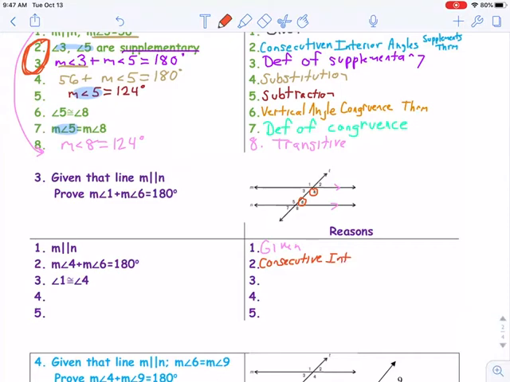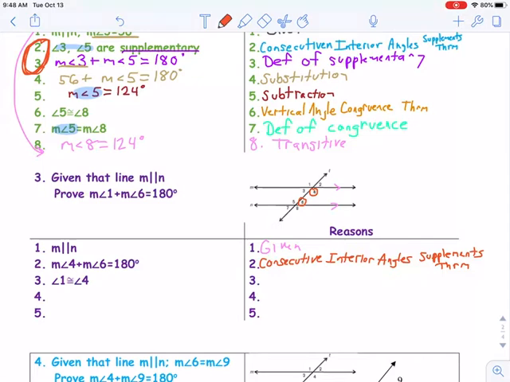Interior angles supplements theorem. All right, so I try to do a variety of tediousness on these guided notes because I've seen quizzes.